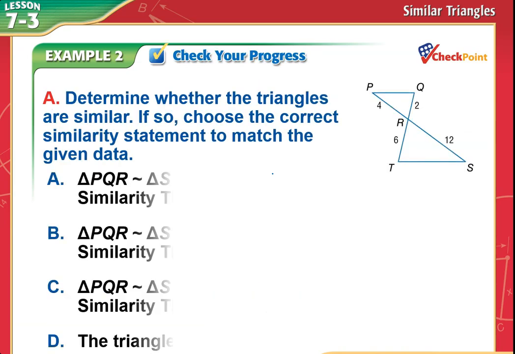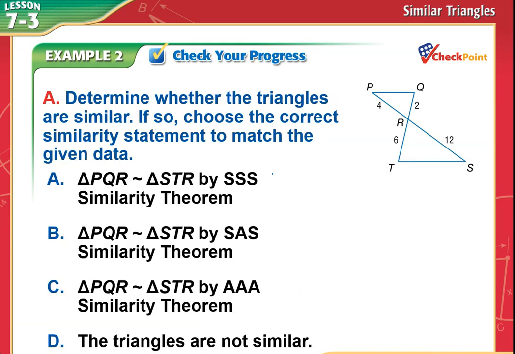Okay. Check your progress. Go ahead and pause your video to determine if the two triangles are similar. If you said B, you were right by SAS. So we want to compare the 2 to the 6. We also can compare the 4 to the 12. And in both cases, they both reduce down to 1/3.